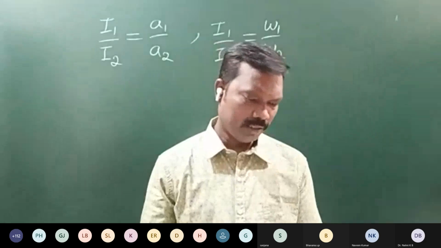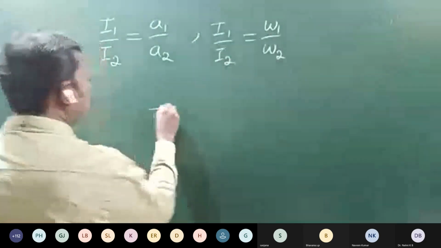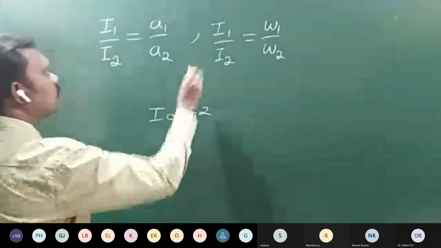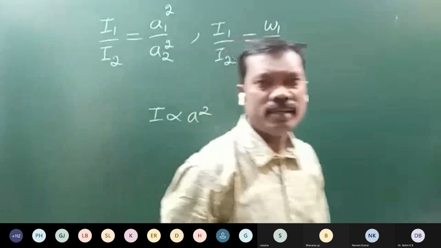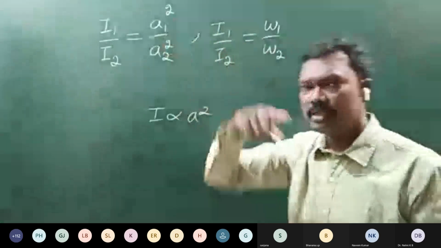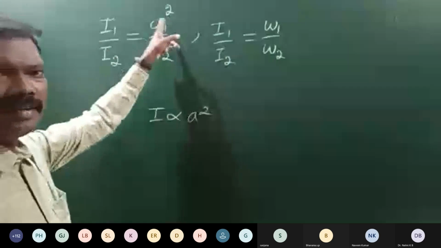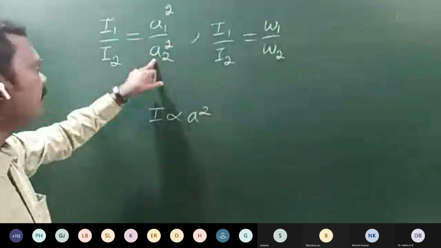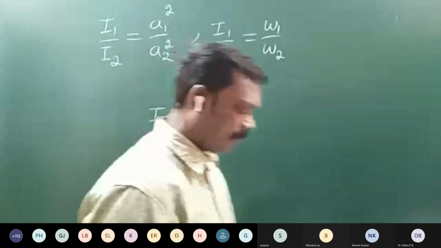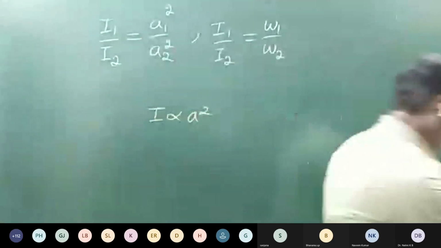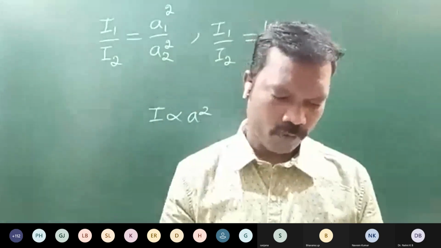Here there is some mistake. Since I is proportional to A squared, it should be squared. There's a printing mistake in the material. You can edit that and write A1 whole square by A2 whole square, because intensity is directly proportional to amplitude square.